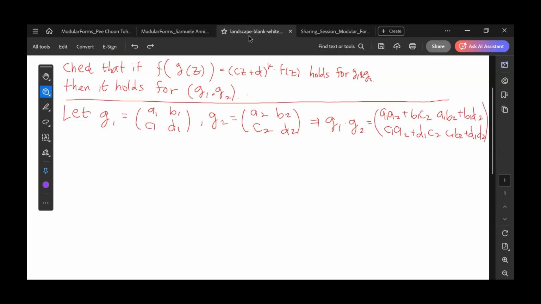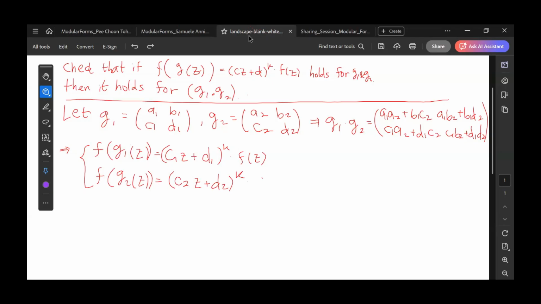Since these properties hold for G1 and G2, we have that F of G1 Z is equal to G1 Z plus G1 to the power of K, and F of G2 Z is equal to G2 Z plus G2 to the power of K times F. Okay.